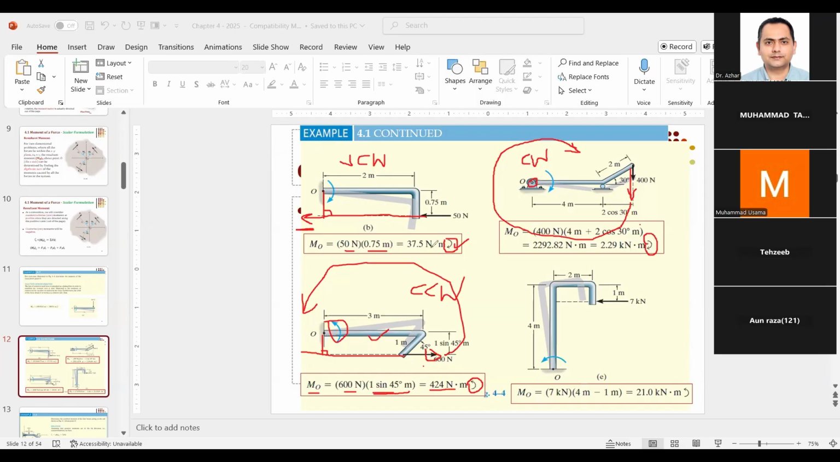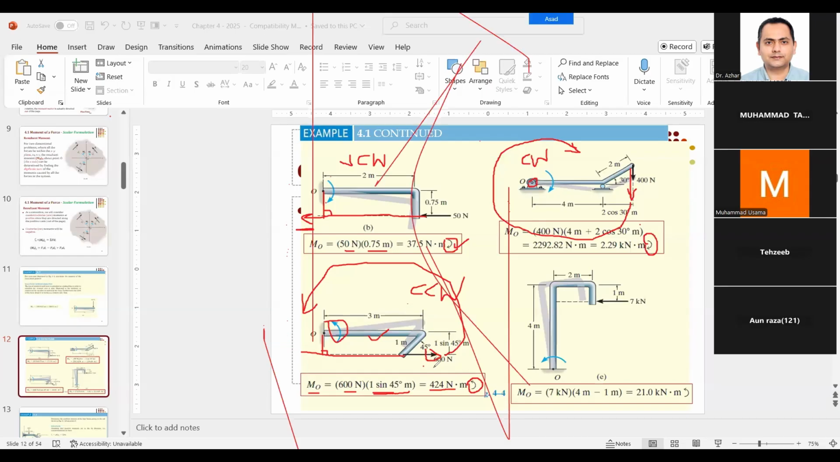I have a question here from Usama. Sir, why do we not take the total distance in the previous example? Look, remember, we have to take the perpendicular distance. That's the basic thing. So it's not about total distance or partial distance.